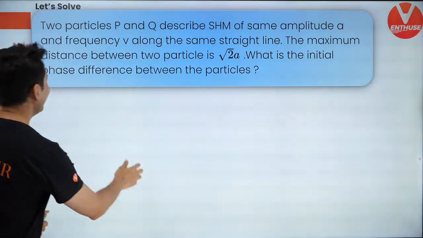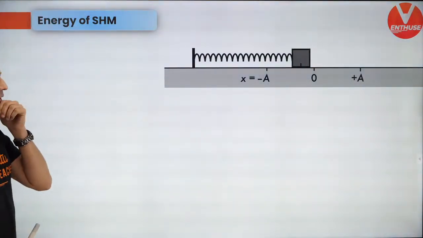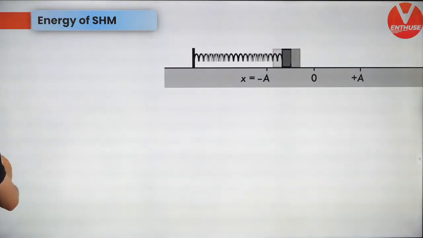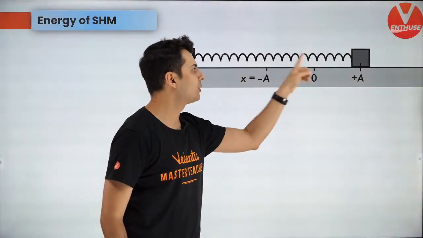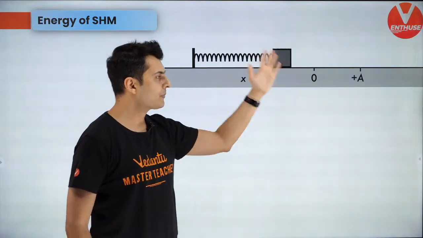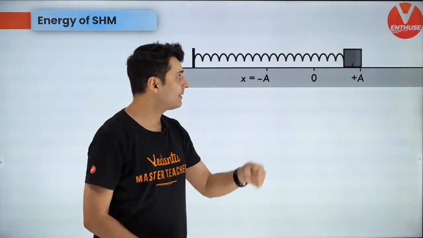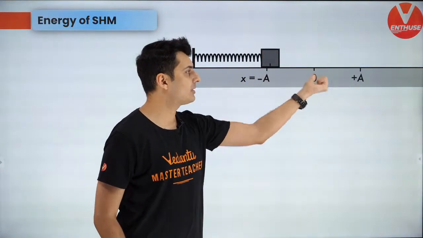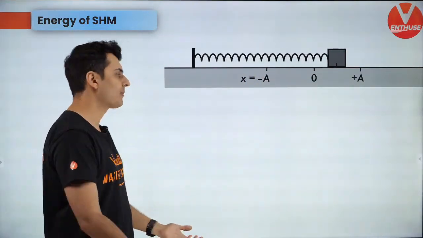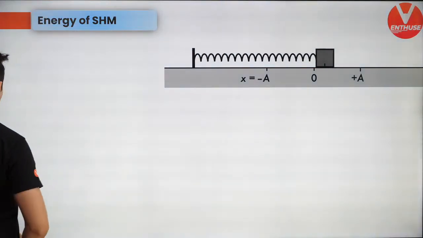All right. So now next thing, energy of a SHM. What is the energy of a SHM? There are two kinds of energies when a particle goes back and forth like a spring block system. It will have potential energy, which is stored in the spring, and it will also have kinetic energy because the block will have some velocity, guys, isn't it? So let's see what those energies are.